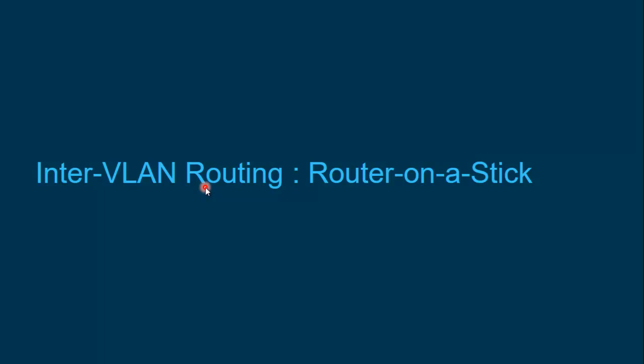That is the end of router on a stick. The configurations are pretty simple and straightforward. In the next lesson, we will look at how to configure inter-VLAN routing using layer 3 switches. Until then, goodbye.